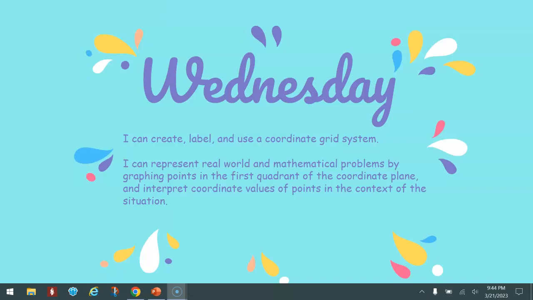Today we're going to continue creating and labeling and using a coordinate grid system. Not only are we going to create them and label them and use them, we're going to see how you can use them in the real world to solve mathematical problems by graphing points in the first quadrant of the coordinate plane and then interpreting the coordinate values of the points in the context of the situation.